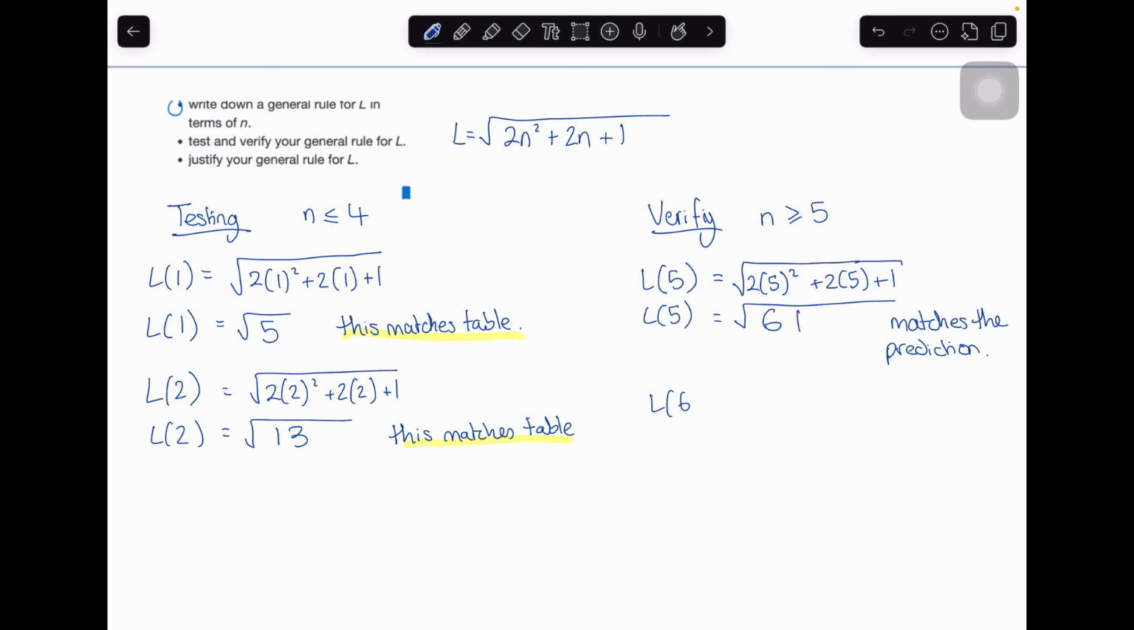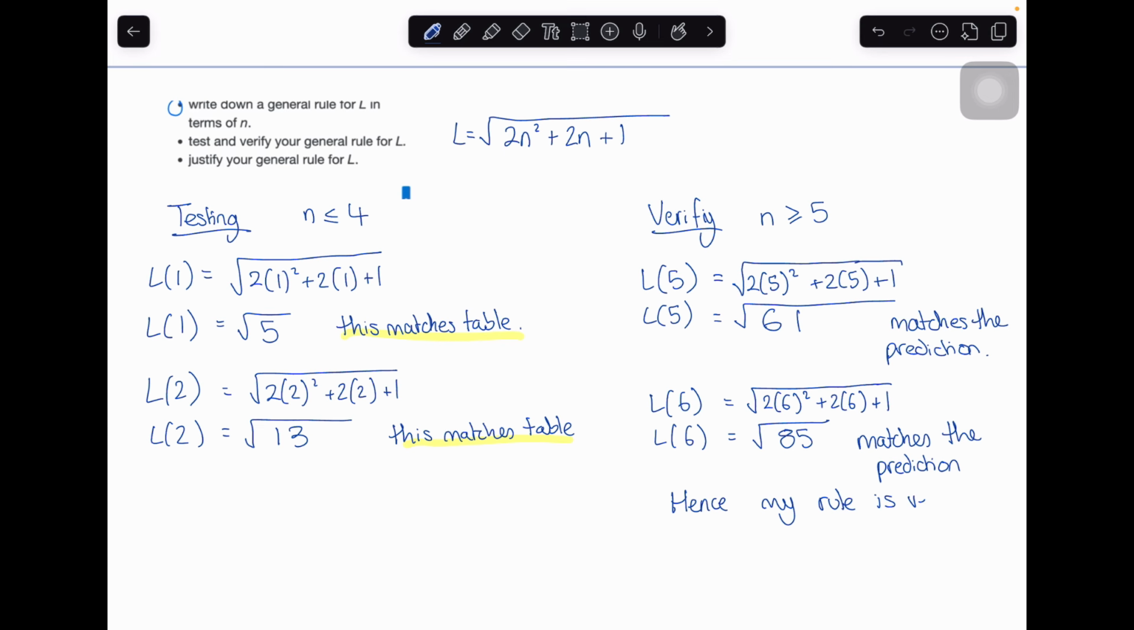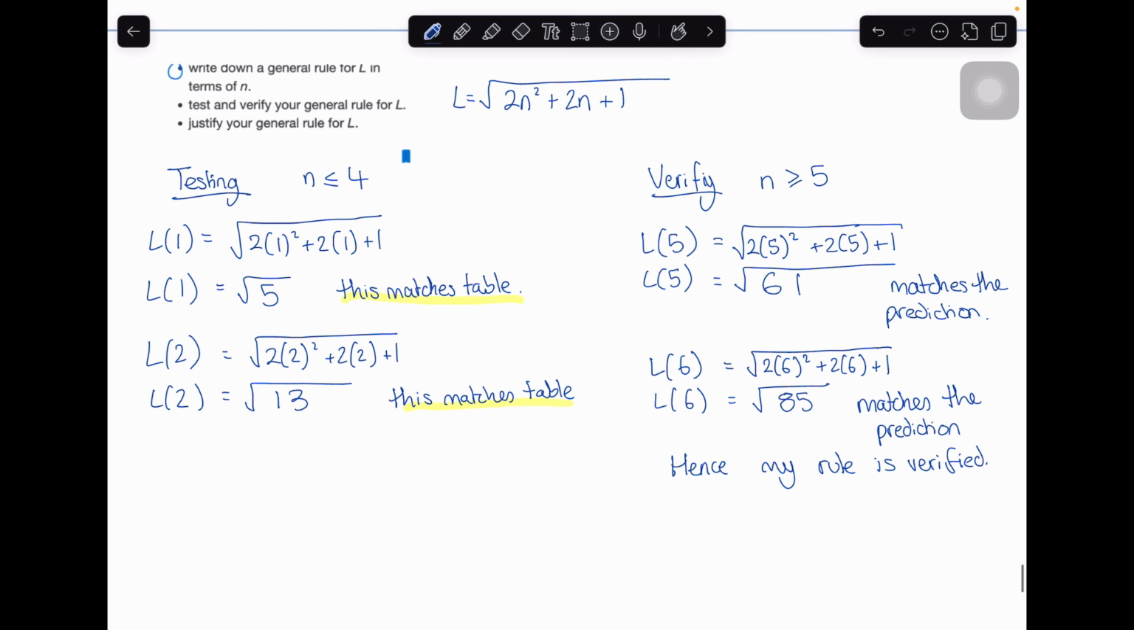You're going to repeat for 6. So 2 lots of 6 squared plus 2 lots of 6 plus 1. Okay, so L of 6 is equal to the square root of, so 36 times 2 is 72, plus 12, 84, 85. Okay, and again, this matches the prediction. Hence, my rule is verified. Okay, so that's this part done.